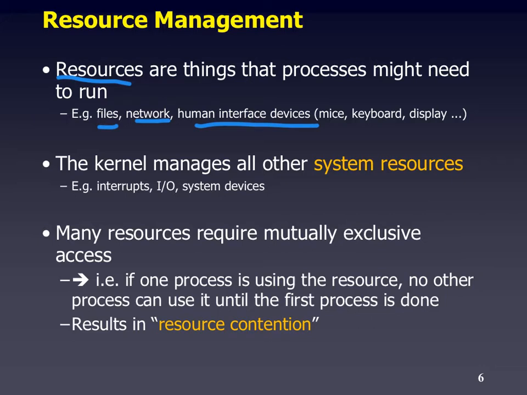There's a special set of resources handled by the kernel, or the core of the operating system. For example, these mysterious things called interrupts, input-output interfaces or system devices. These are resources as well. Remember, the kernel runs the main initial process called init, and they might actually use these resources. Many of these resources require what we call mutually exclusive access. In other words, only one thing can use that resource at the same time. This can result in a thing called resource contention, which I'll talk about in a moment.